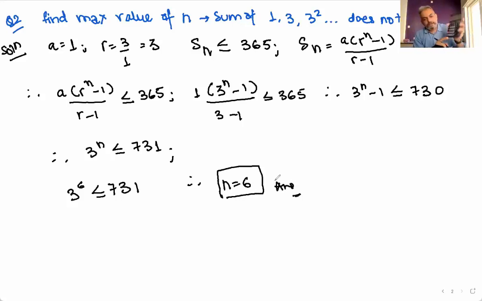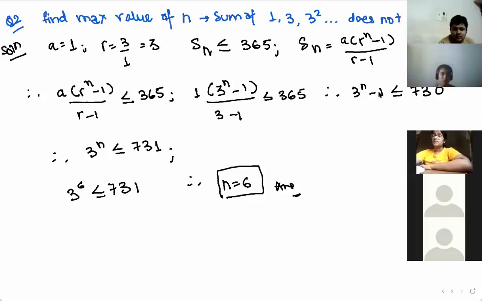If you press once more, it will become 2187. We don't want that, it has to be less than or equal to, because it does not exceed, meaning it should not be more than 365, anything less will work. Done the sum. Should I proceed to the next one?